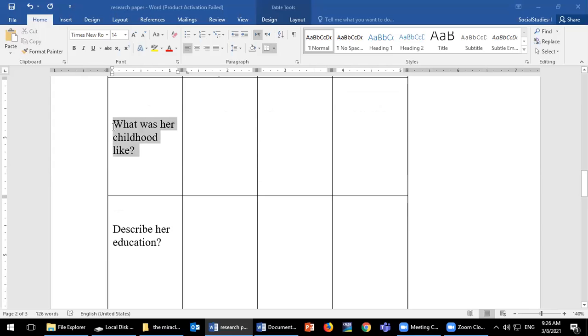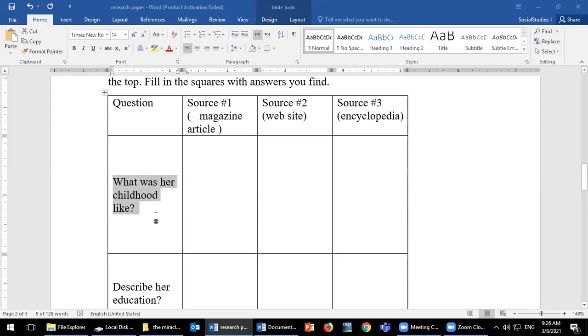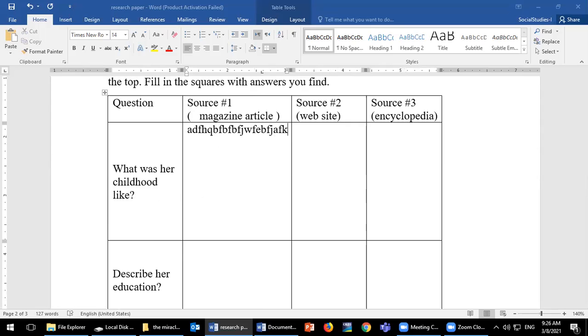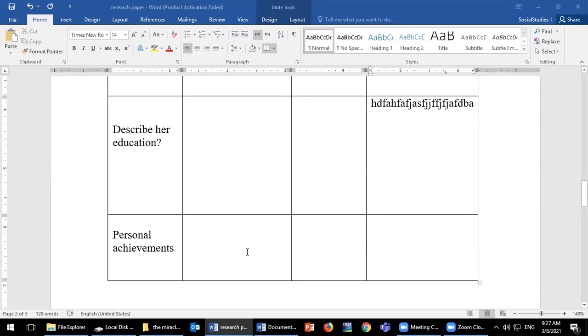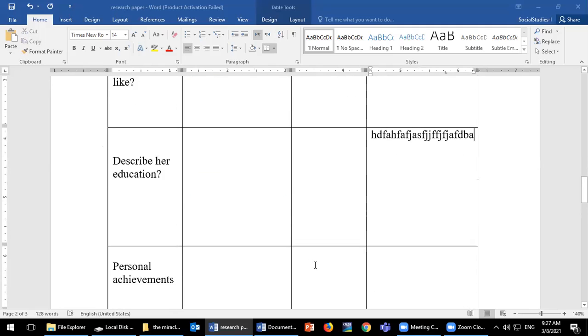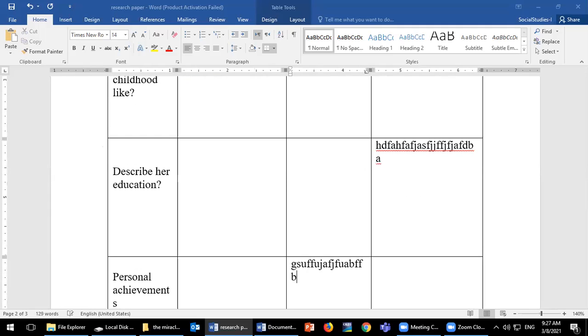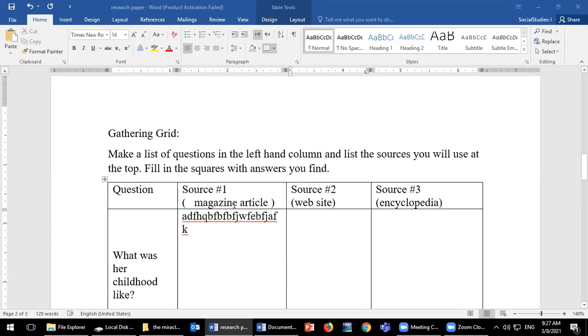Again, for each question, let's say you found the answer from a magazine article, you would write your findings here. If you found her education in the encyclopedia, you would put your answers here. If you found her personal achievements from a website, you would put your answer here. You would put your answer in the corresponding box with the source, but make sure you're identifying your sources at the top and telling me where your sources are from. This is very crucial to what you're doing.